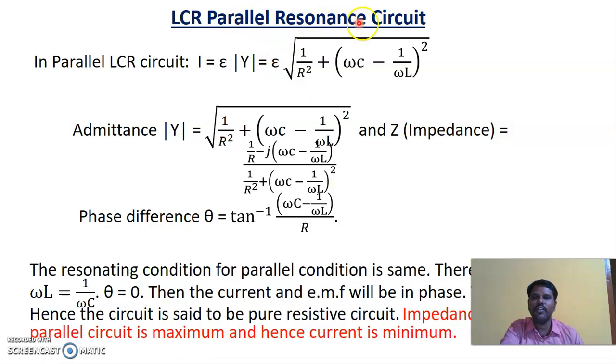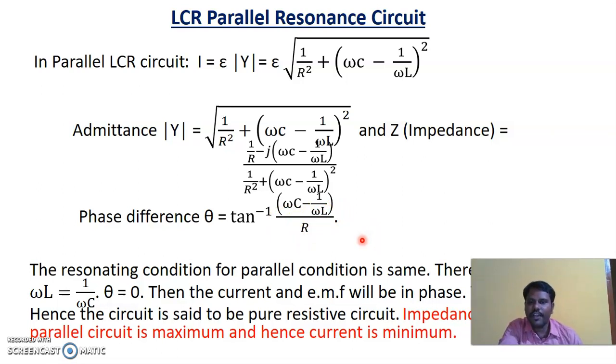LCR parallel resonance circuit. We know that the admittance is given as mod Y is equal to square root of (1 over R) square plus (omega C minus 1 over omega L) whole square, and its impedance is given by Z is equal to (1 over R minus j into (omega C minus 1 over omega L)) over ((1 over R) square plus (omega C minus 1 over omega L) whole square), with a phase difference theta is equal to tan inverse of (omega C minus 1 over omega L) into R.